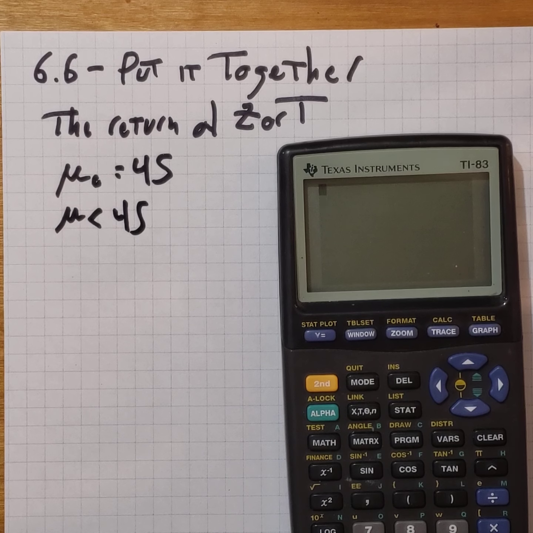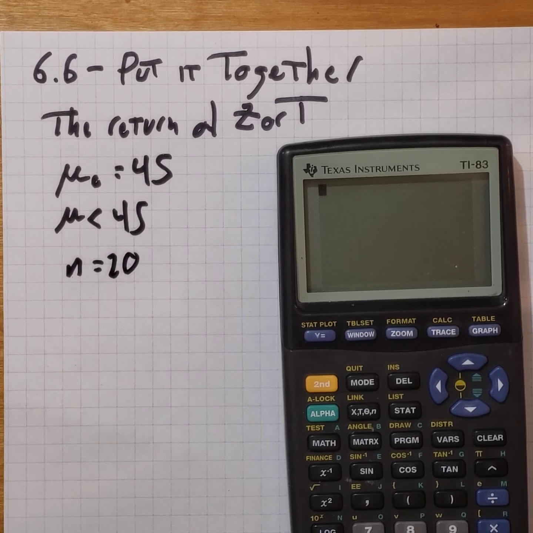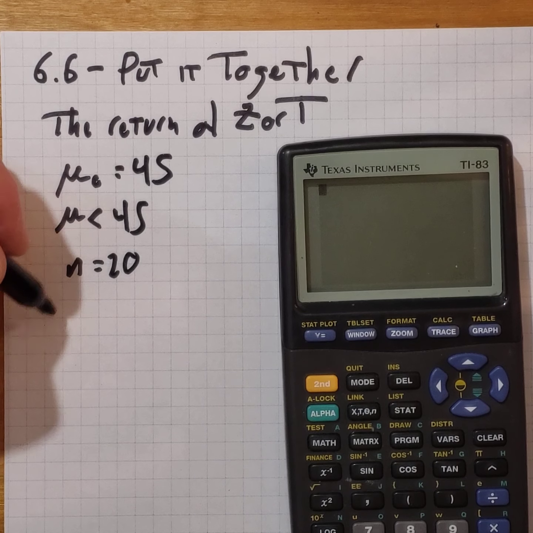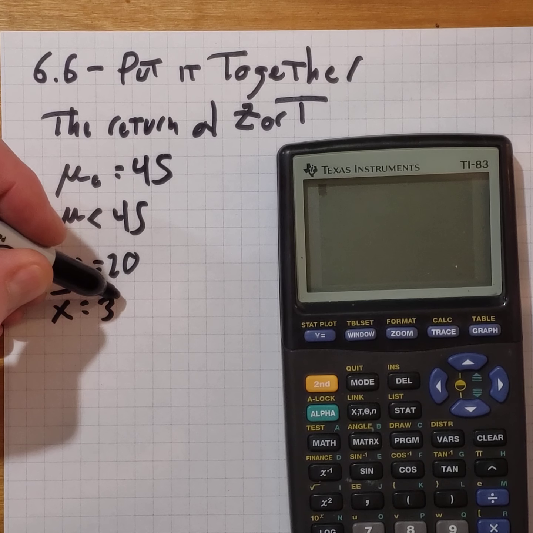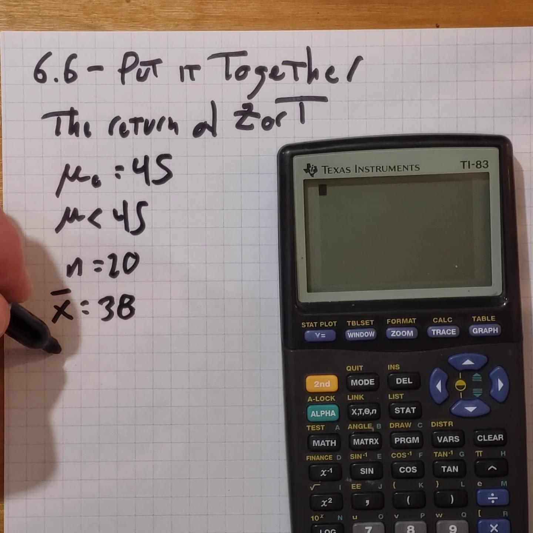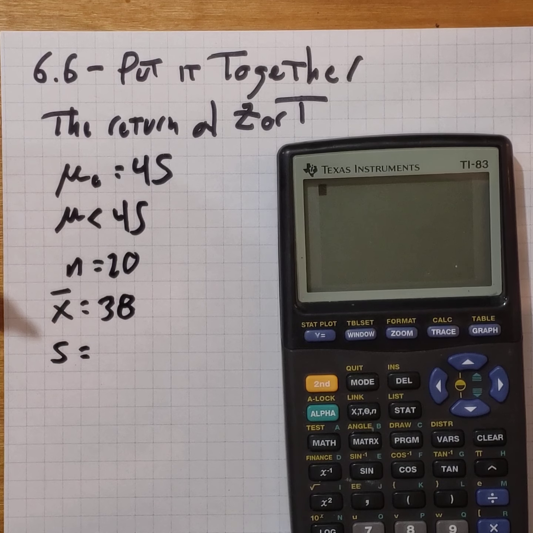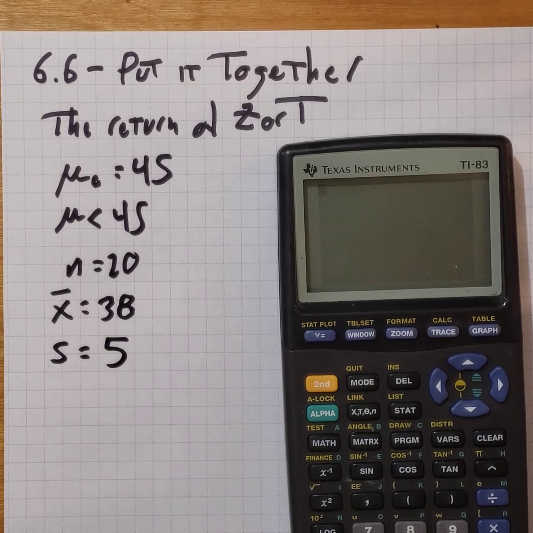So I surveyed 20 graduates, so N is 20, and I found that the actual average of that sample, X bar, was 35. Is that what I said? I said 38. So 38K. And the standard deviation, which is S, because it's the standard deviation for the sample, not for the population, was 5,000. Okay, and hopefully you remember that distinction from before. Sigma is if you have the standard deviation of the population.